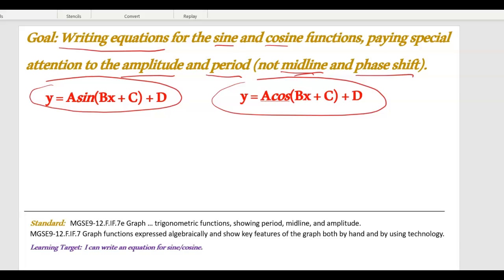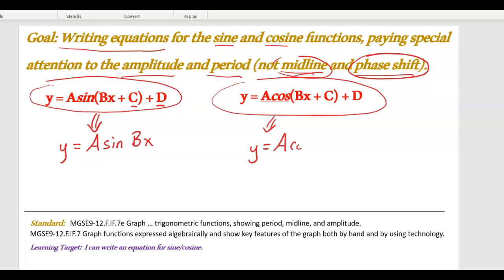Okay, so just to be clear, we are only focusing on A and B today. C is going to have something to do with shifting the graph left and right, which is called a phase shift with trigonometric functions. D is going to affect the midline, which will come later. So we're only focusing on A, which gives us amplitude, and B, which has something to do with the period. Same thing with cosine. So y equals A cosine of Bx.